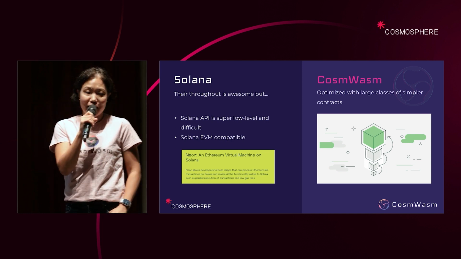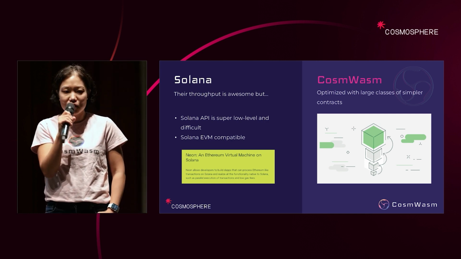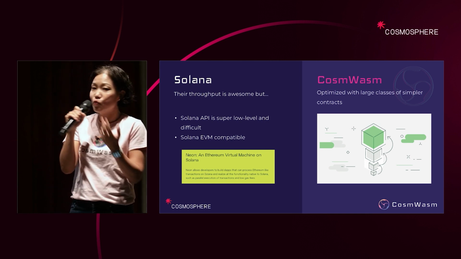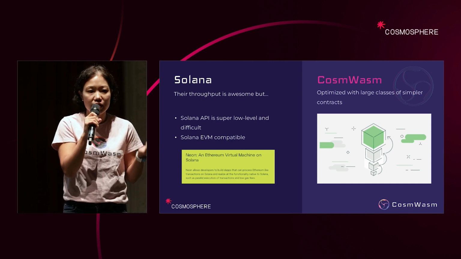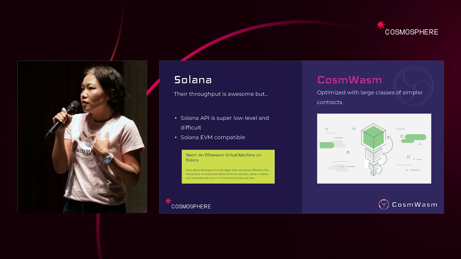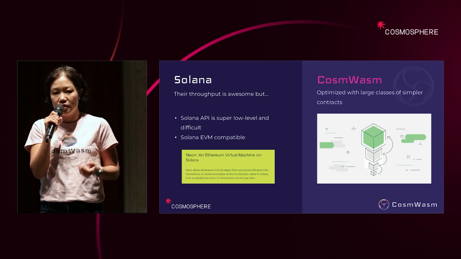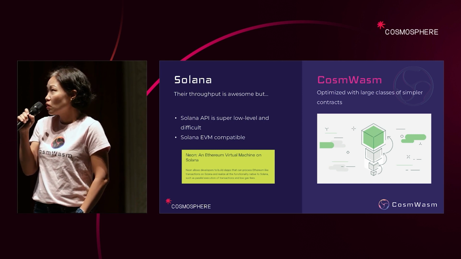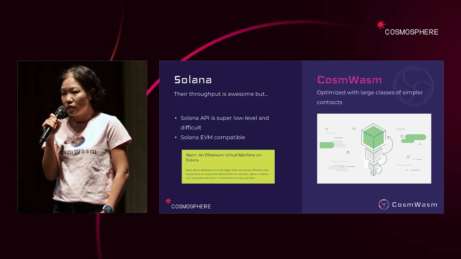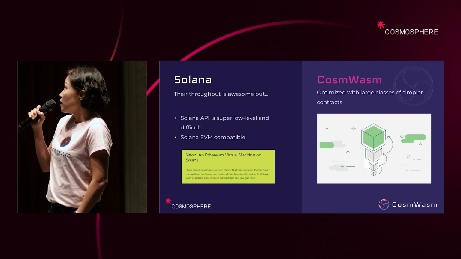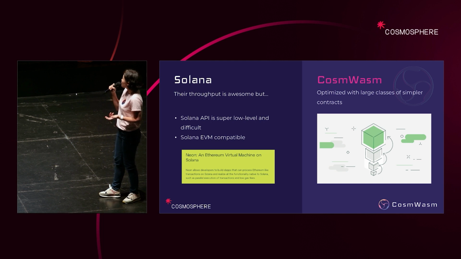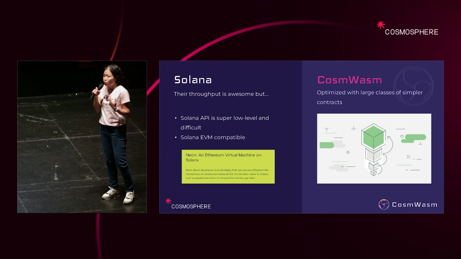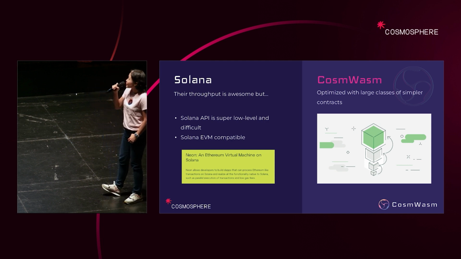And let's look at Solana now. Solana was really, really fast. Their throughput was amazing. And actually, Solana was beyond EVM and CosmWasm. It got really meaningful traction in DeFi. But the Solana API is super low level and really difficult to write contracts with. Meanwhile, CosmWasm is optimized for large classes of simpler contracts, so it's easier to write contracts with CosmWasm. Next, please.